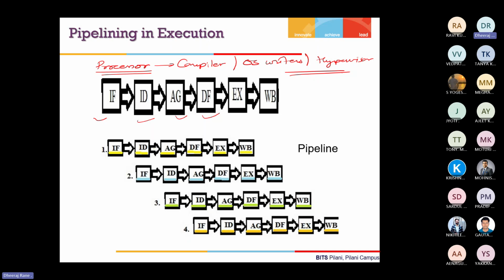Sorry for that. So AG is for address generator, DF is for data fetch, EX is for execution, and WB is for write back. Okay, so supposedly we are having four different instructions.